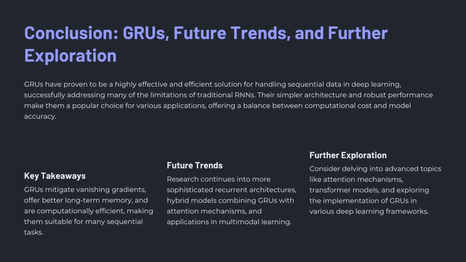So, in the conclusion, I am going to talk about future trends and further exploration in GRU. GRUs have emerged as a powerful tool in deep learning, especially for handling sequential data. They offer a balanced mix of simplicity, efficiency, and performance, while overcoming many of the limitations of traditional RNN and LSTM also. So, let's recap the key takeaways. GRU mitigate the vanishing gradient problem. They provide strong long-term memory. They are easy to implement and fast to train.